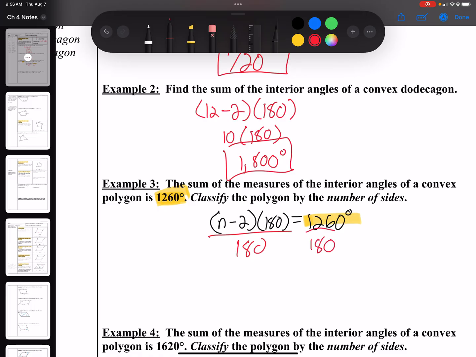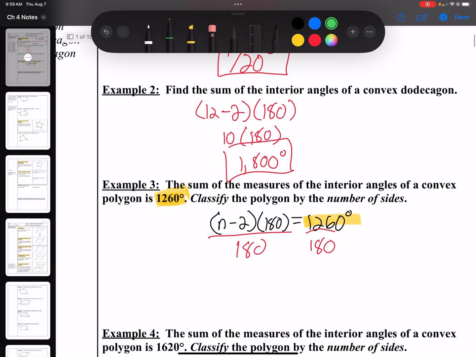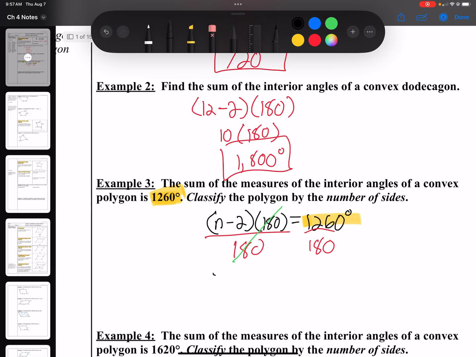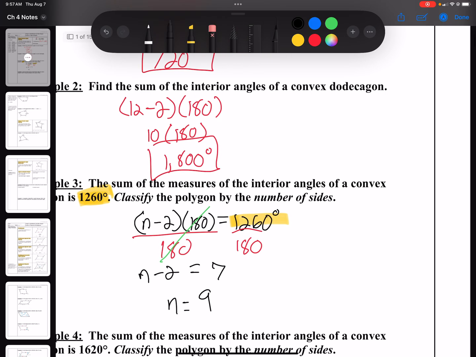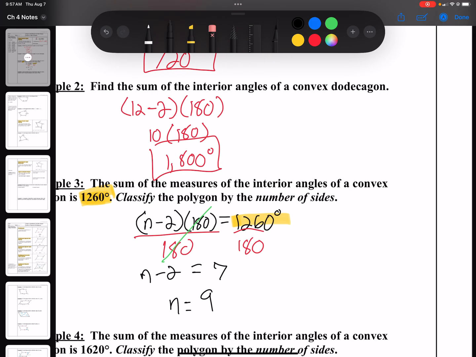And you'll notice that every time you solve this equation, you're pretty much going to be doing the same thing. So that's going to cancel out here, and you'll be left with n minus 2 equals 7. Add 2 to both sides, and we get n equals 9. It's a 9-sided figure, which is a nonagon. A nonagon has an interior sum of 1260.